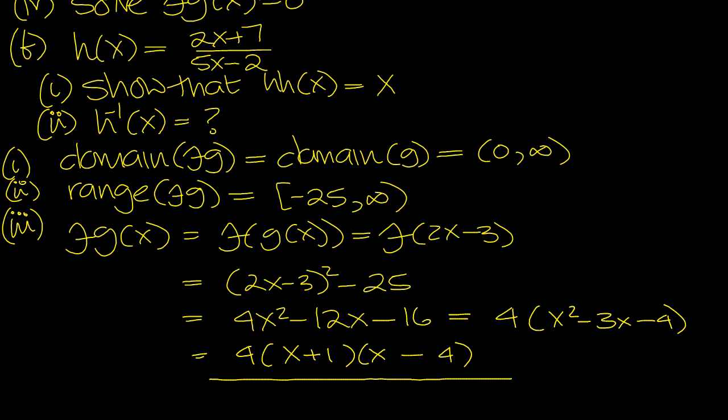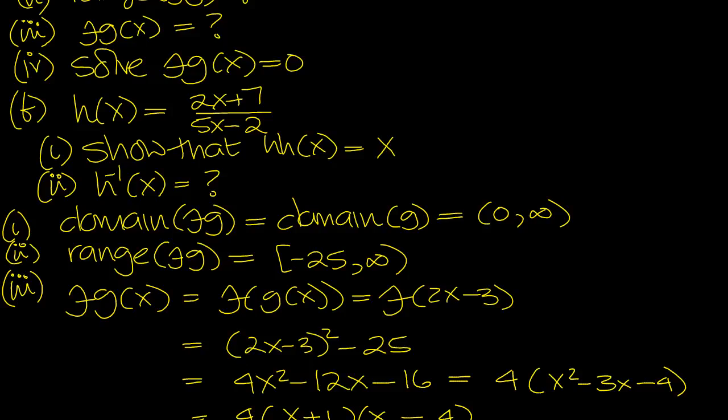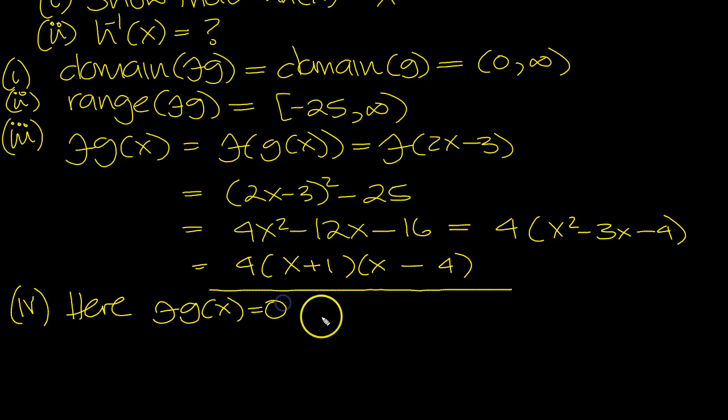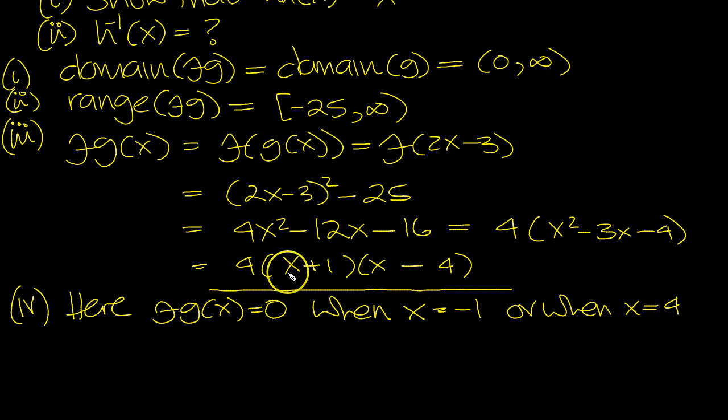Okay, so solve that equals 0 then. Here f of g of x equals 0 when x equals minus 1, or when x is equal to 4. Just by letting this equal 0, you can see x is minus 1, or x is 4. Part B.